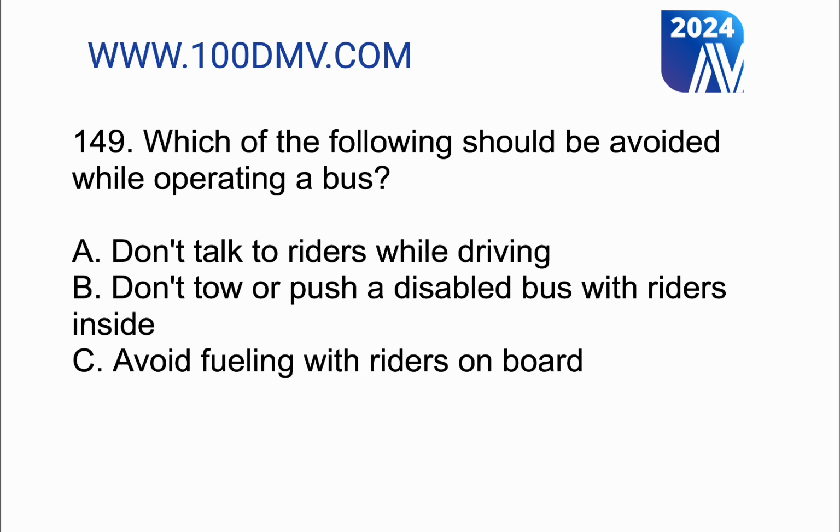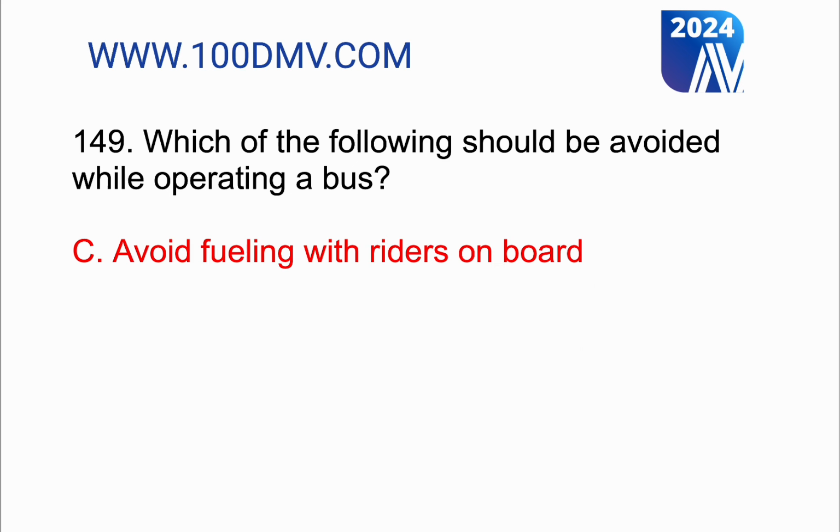149. Which of the following should be avoided while operating a bus? A, don't talk to riders while driving. B, don't tow or push a disabled bus with riders inside. C, avoid fueling with riders on board. The correct answer is C. Avoid fueling with riders on board.